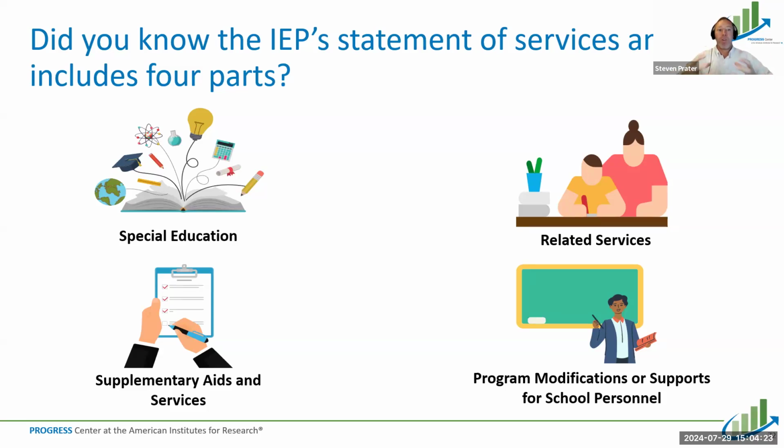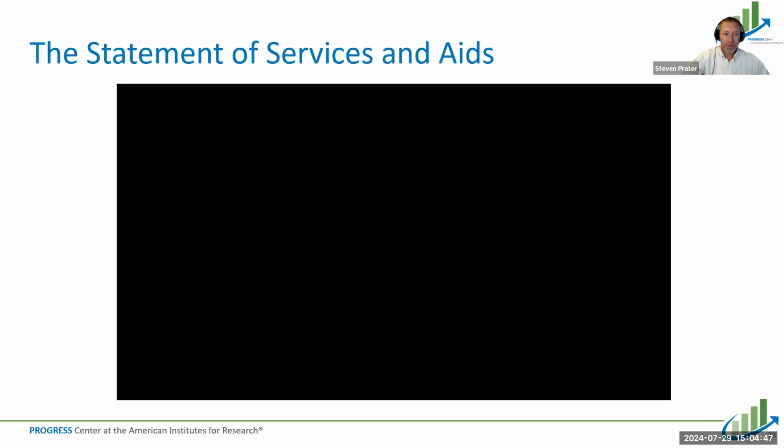So all four of these together fit to make the statement of services and aids. Now, every student may not have something for all four of these, but you have to at least consider all four of these areas when you're writing up your statement of services and aids. All right, so next we're going to show a video that gives a little more explanation and I think a good visual representation, a good analogy of what the statement of services and aids are.